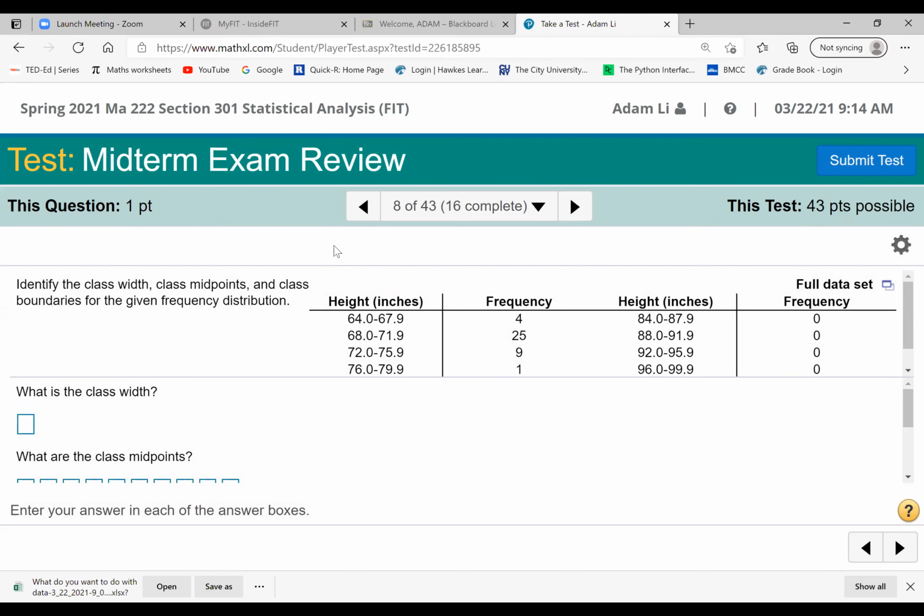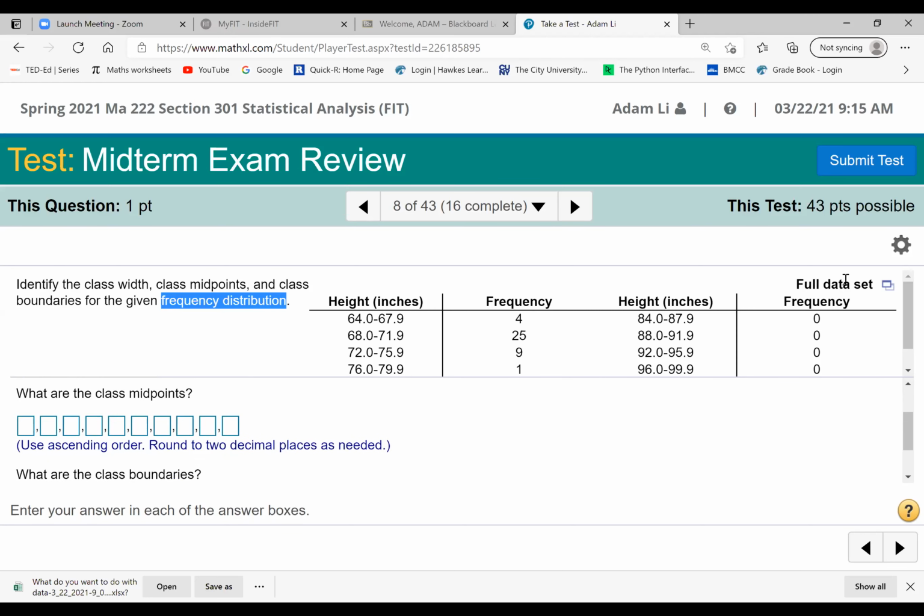Question 8, okay. For this question, we have a frequency distribution table. Given a frequency distribution table, I want to find out the class width, class midpoint, and also the class boundaries. So I'm going to export it as an Excel file, and then we're going to walk through each one of these calculations step by step. Let me open it first. You can also open the Excel file, and we can just work on it.